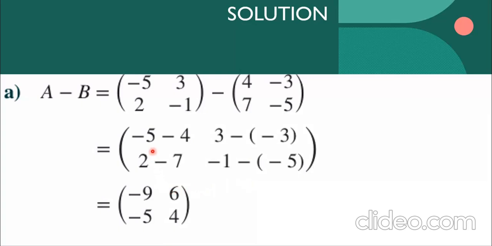So what do we get? Minus 5 minus 4 gives us minus 9. 3 minus minus 3, so negative, negative, plus, will give us 6. 2 minus 7 is minus 5. Minus 1 minus minus 5 gives us 4. Know that this minus minus is positive.